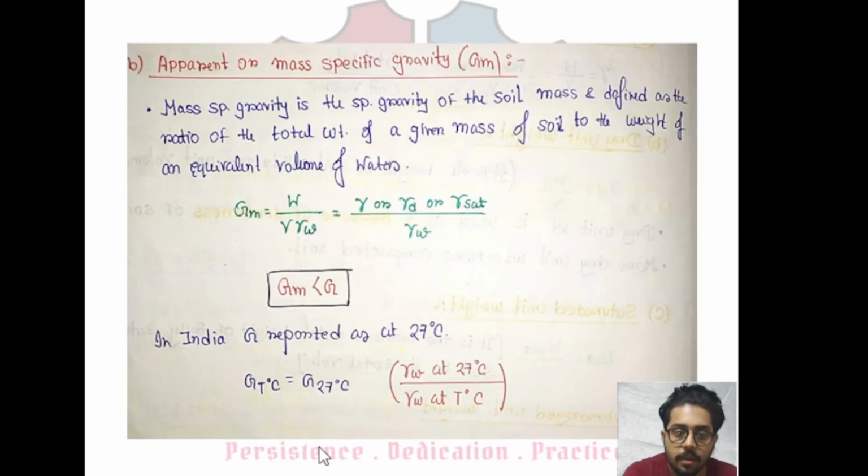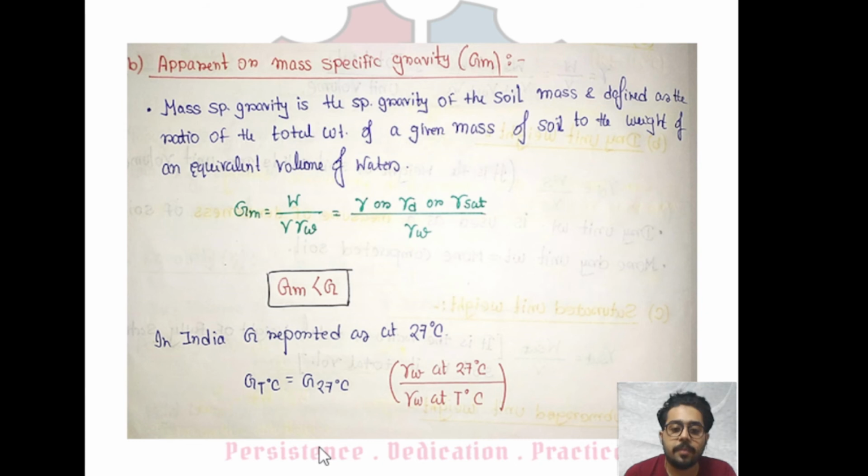Now apparent specific gravity. Previously we learned true specific gravity. Now we have to learn apparent specific gravity. Mass specific gravity or apparent specific gravity is the specific gravity of the soil mass and is defined as the ratio of the total weight of a given mass of soil to the weight of an equivalent volume of water.